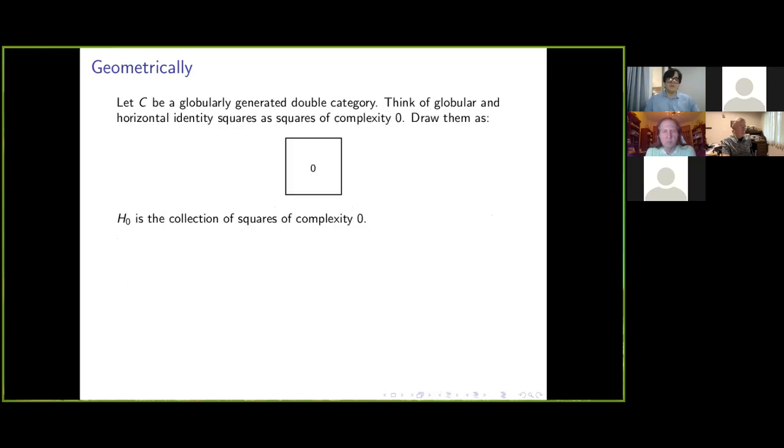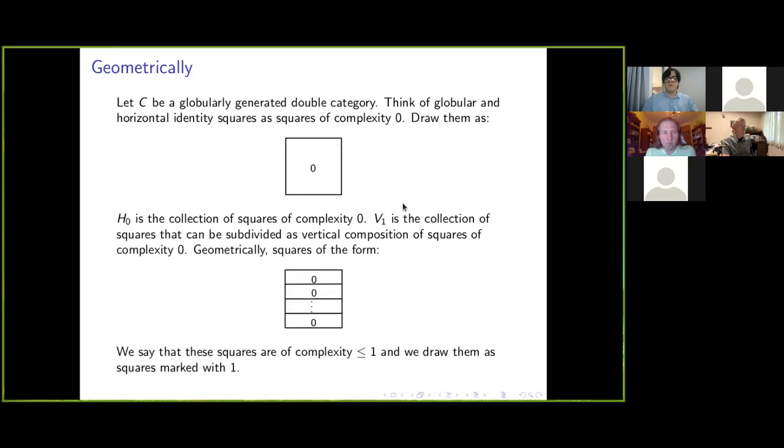So to make this a little bit more clear, suppose C is a globularly generated double category. I'm going to explain in a bit more detail what the vertical filtration does. So think of globular and horizontal identity squares of C as squares of, say, complexity 0. So the easiest possible squares. We draw them as squares marked with a 0. So these are the squares that we start with, the easiest ones. H0 in our definition of the vertical filtration is the collection of these complexity 0 squares.